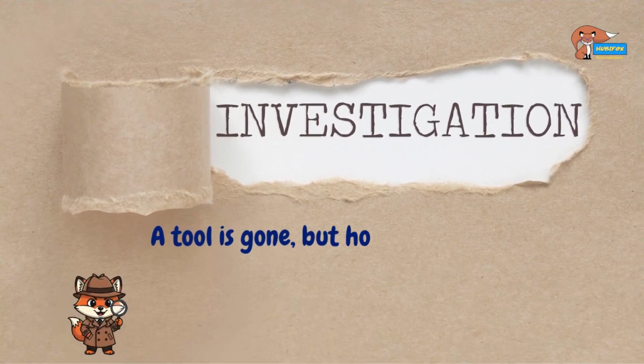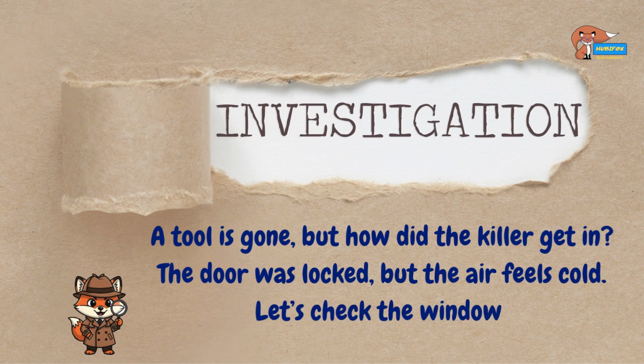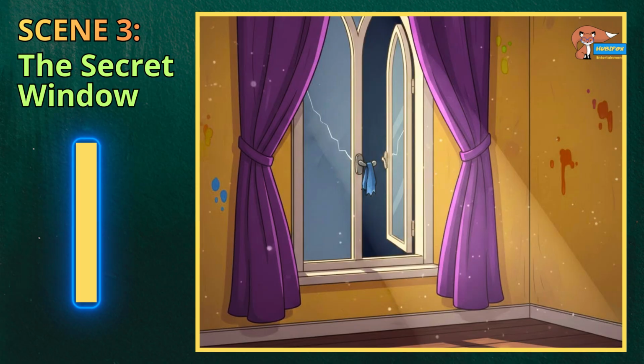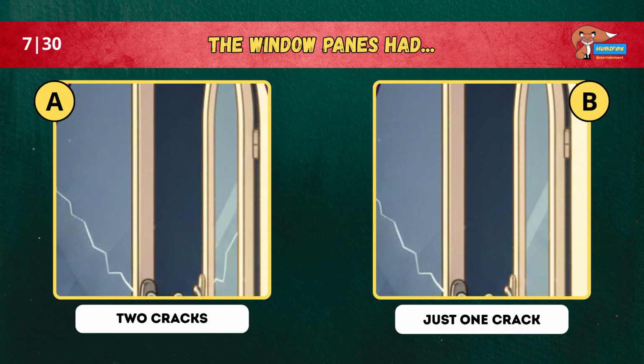A tool is gone, but how did the killer get in? The door was locked, but the air feels cold. Let's check the windows. The third scene, the secret window. The window panes had 2 cracks or just 1?